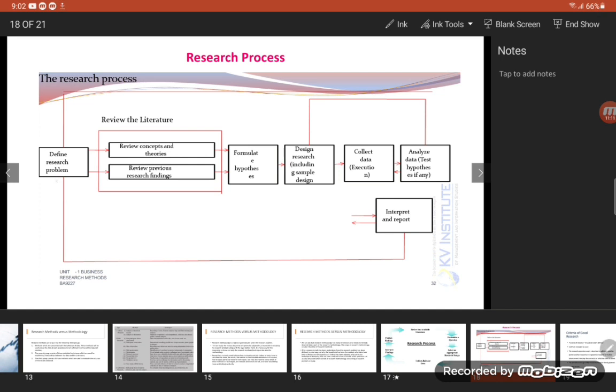Number one, we have to find the research problem. And then after that, we have to review literature. In this case, we have to review concepts and theories and review previous research findings. So this is related to two main parts. Number one, previous studies and their findings or results. And number two, economic theory and the main concepts related to our research problem.